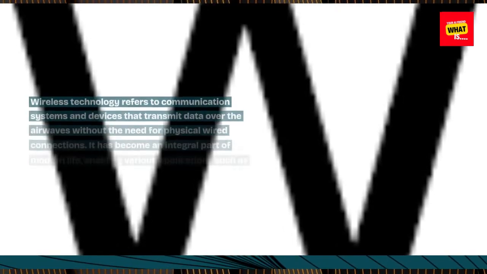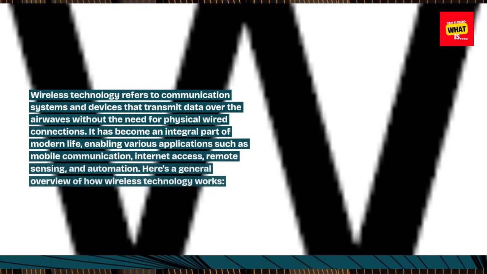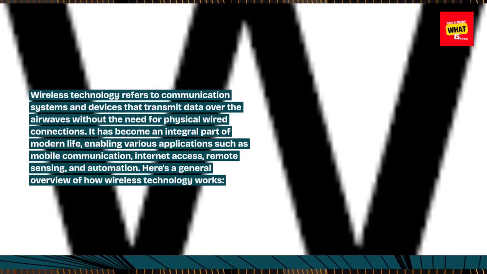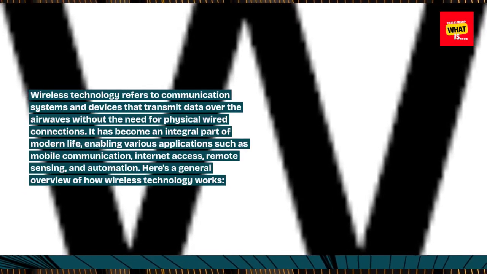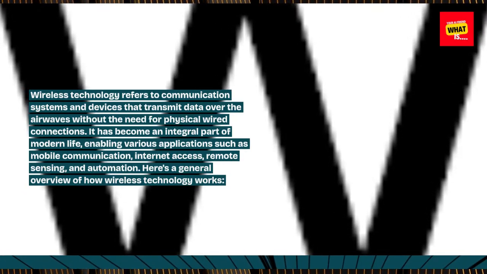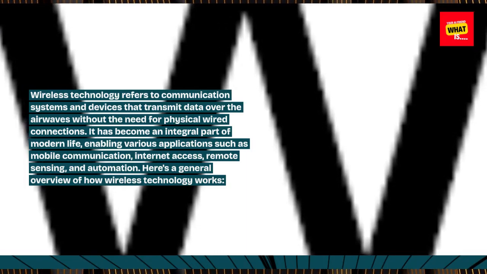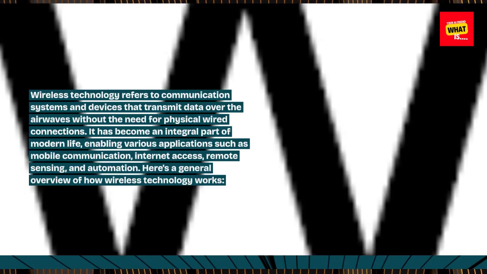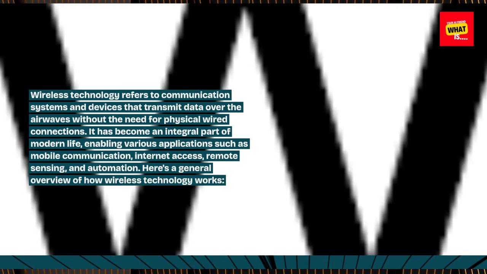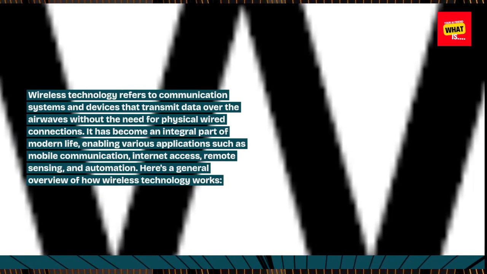Wireless technology refers to communication systems and devices that transmit data over the airwaves without the need for physical wired connections. It has become an integral part of modern life, enabling various applications such as mobile communication, internet access, remote sensing, and automation. Here's a general overview of how wireless technology works.